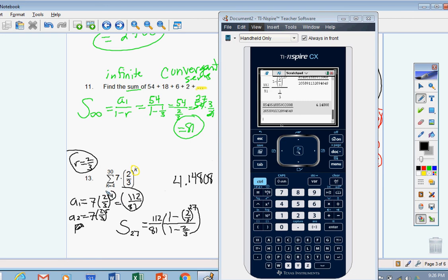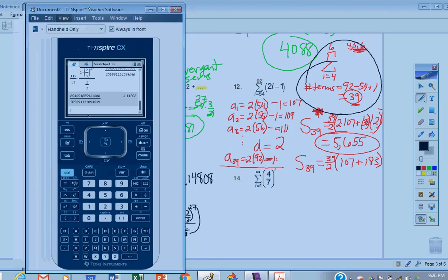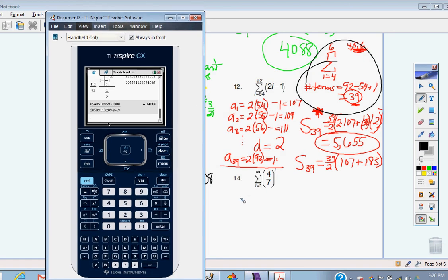So just glancing, let me see if I made any mistakes through here. That would be 8 over 81. I'm sorry, that'd be 16 times. Yeah, that looks good. So hopefully I didn't make any mistakes there. If I did, I'll find it and let you know in the comments of my video, but I think that's good.